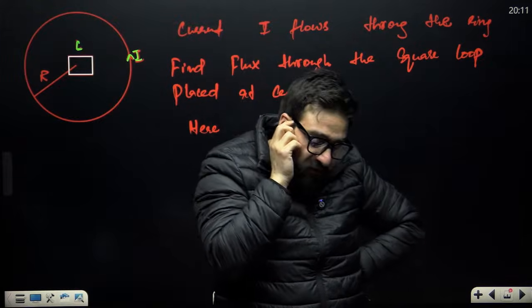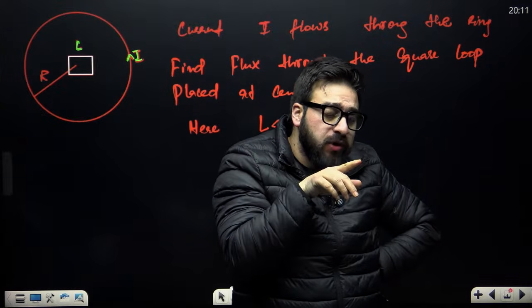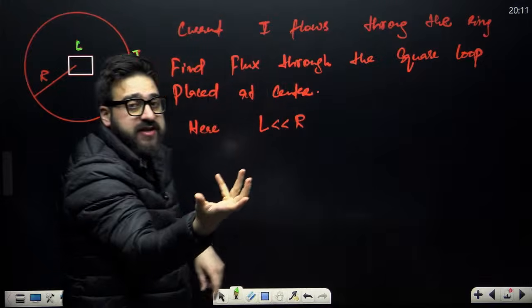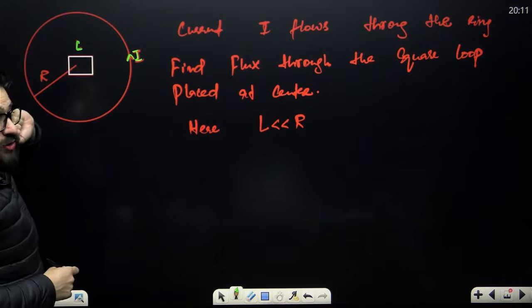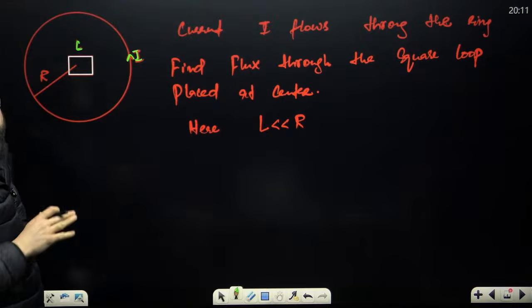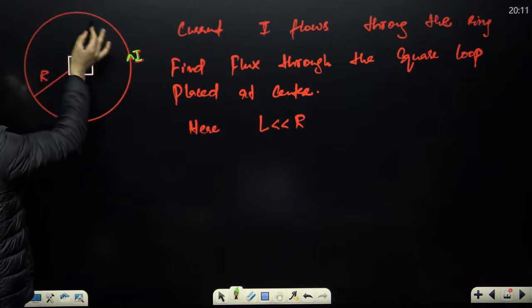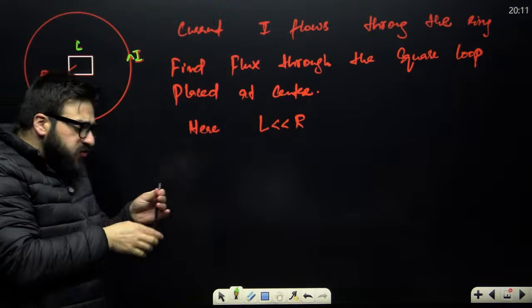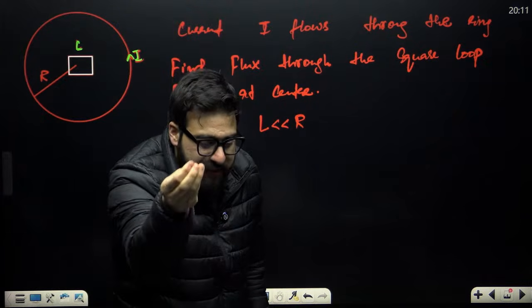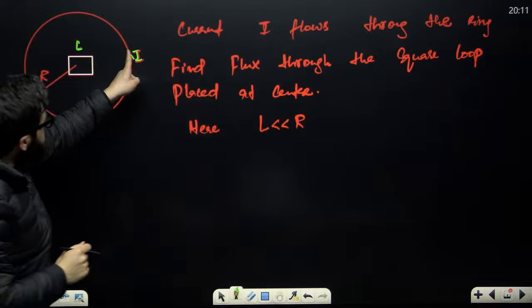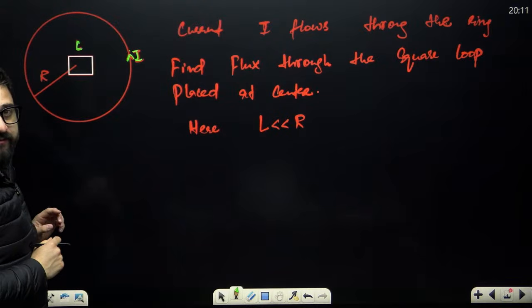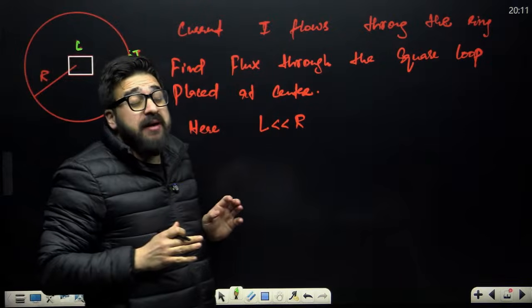Sir, magnetic flux will only be created when magnetic field lines cross the surface. Is there any field line crossing the surface? Yes. Let me tell you why. Whenever current flows through a ring, whenever current flows in a wire, it creates a magnetic field. So this ring is going to create the magnetic field. How do you find the direction of that magnetic field?